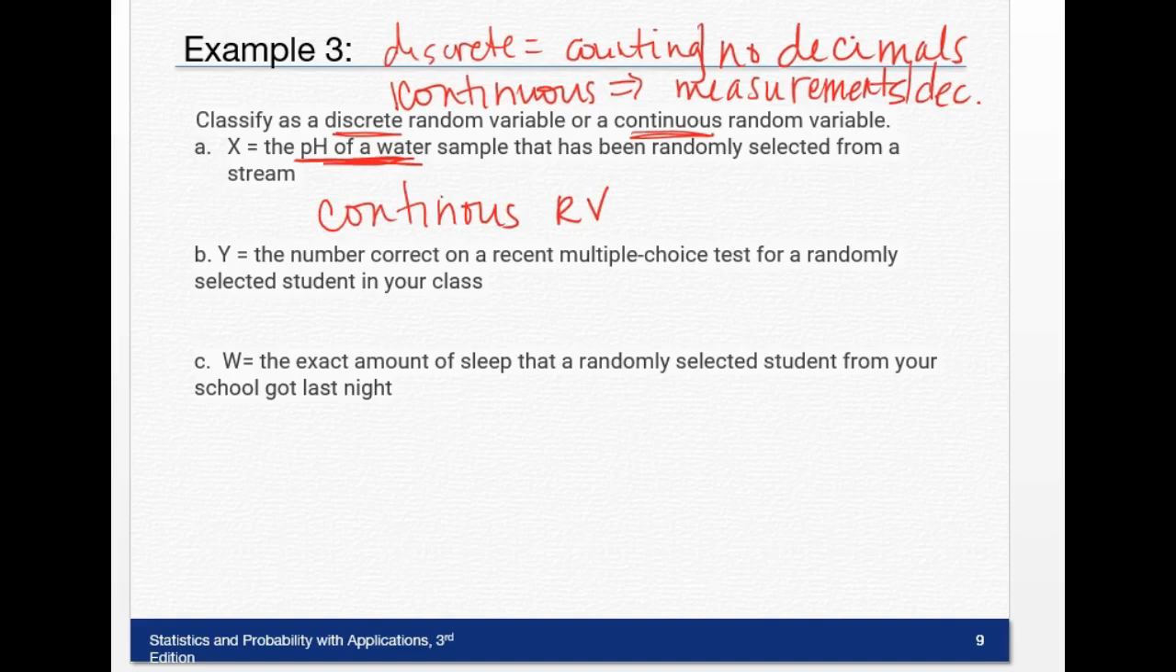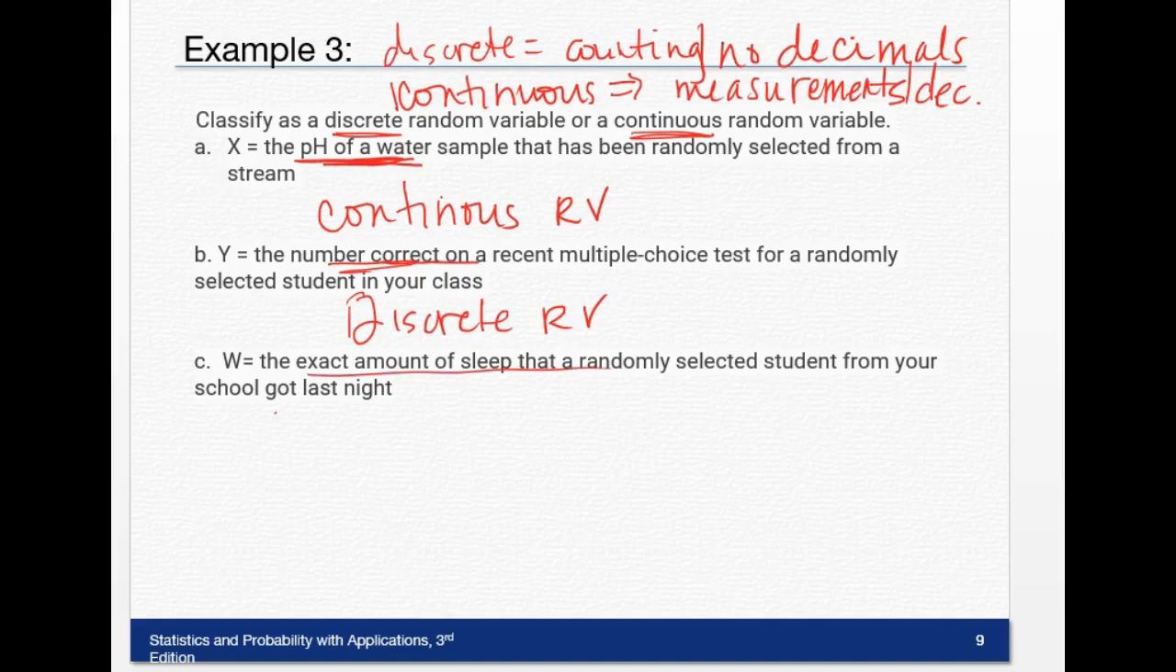All right, on B, if Y is the number of correct answers on a multiple choice test for a randomly selected student in your class. Okay, correct answers are black and white. There's not like 2.3 correct answers. You got 10 out of 15 or 20 out of 30. Those are clear counted answers. There are no decimals there. So that would make that a discrete random variable.